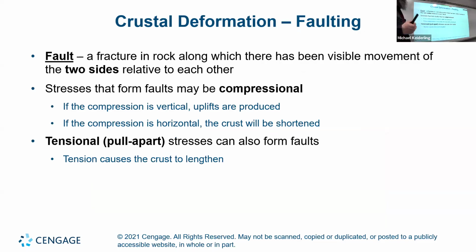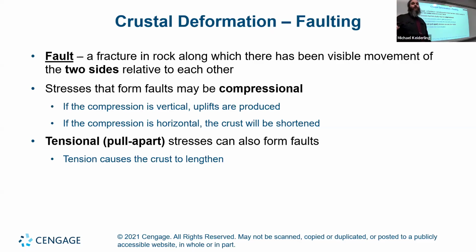Now, a fault is the other way that rock can handle compressive forces. So this is a fracture in the rock along which there has been visible movement of the two sides relative to each other. The internal rock can either bend and fold, or it can crack and slide along the crack and pile up on top of each other.